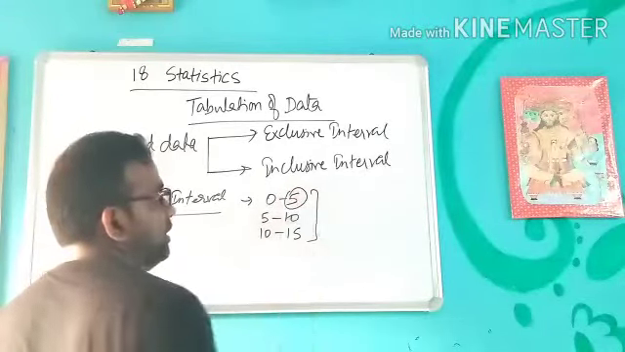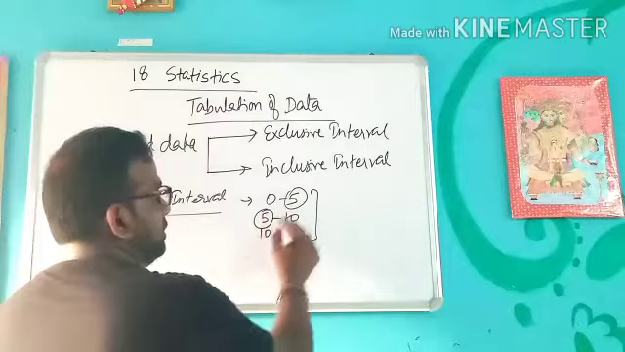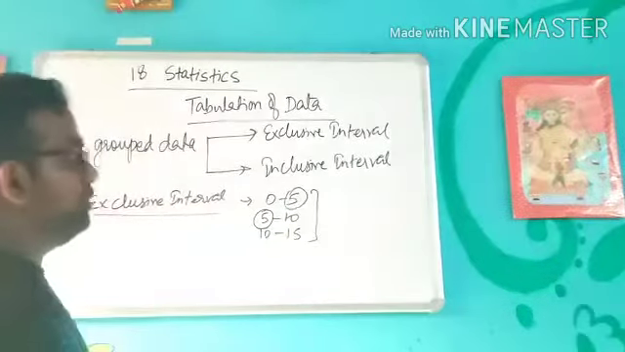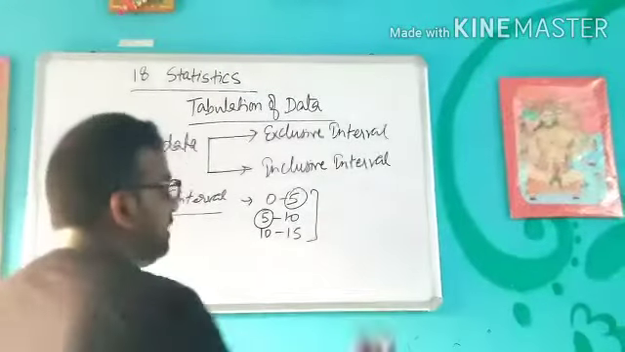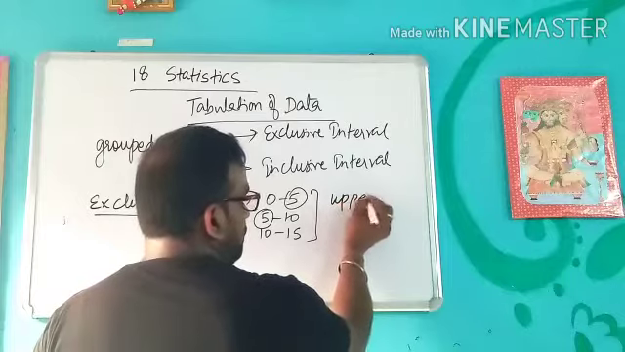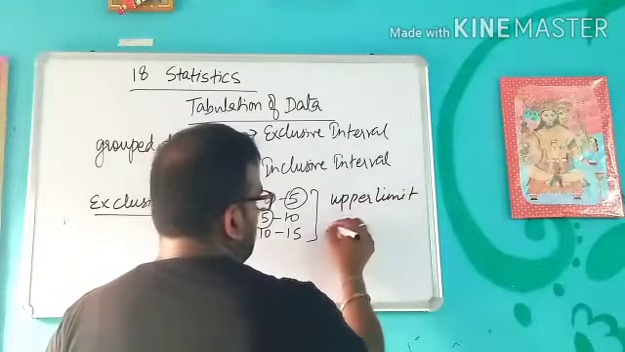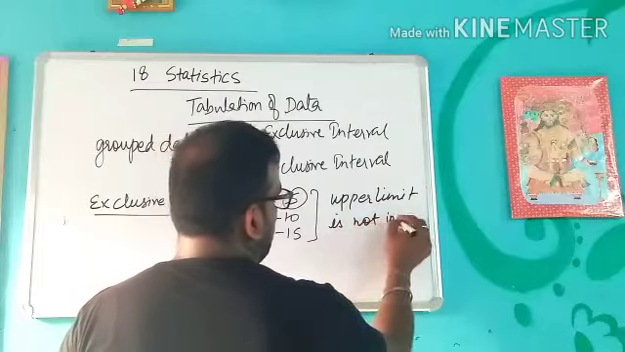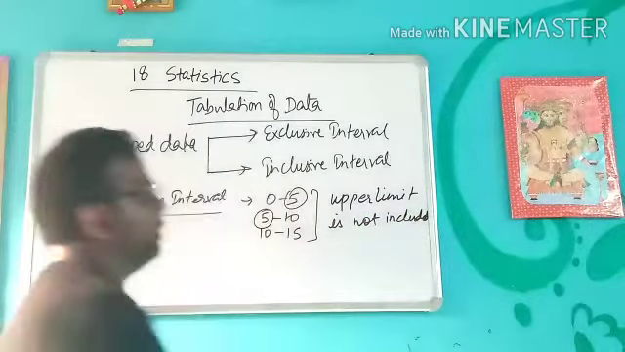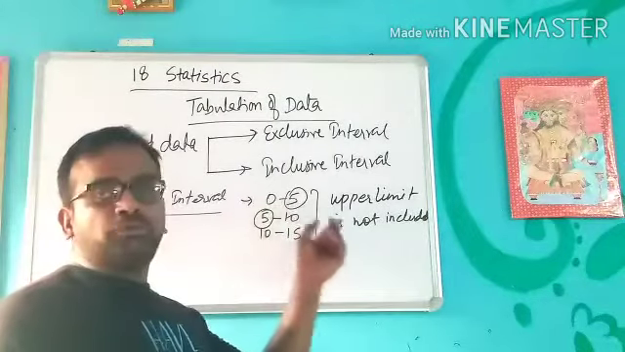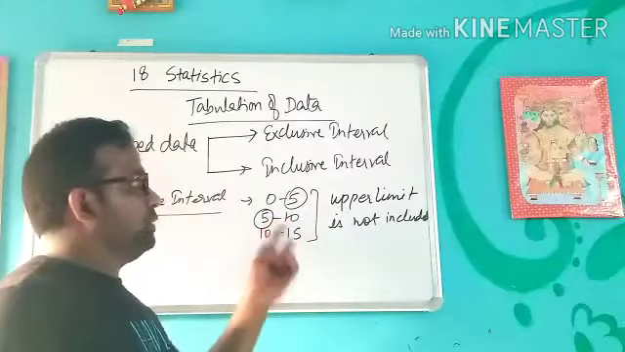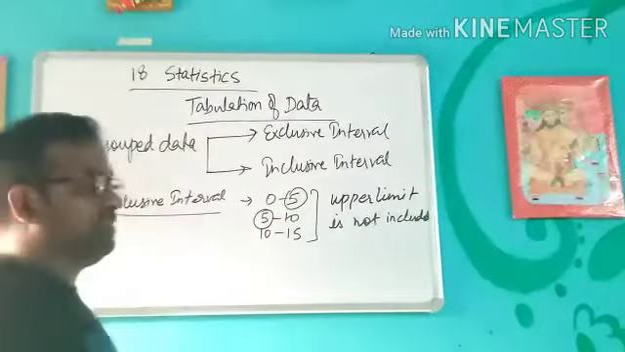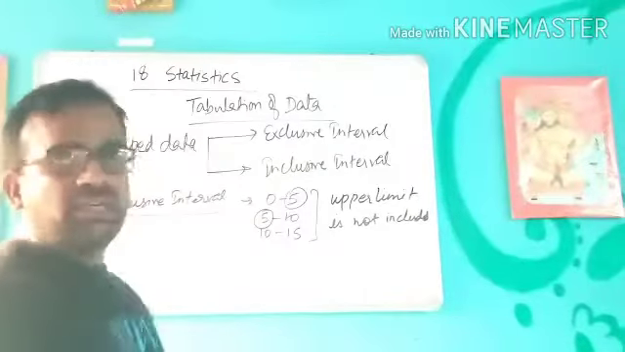If you see very carefully, this is the upper limit and this is the lower limit. When the upper limit and lower limit of consecutive intervals are the same, those intervals are known as exclusive intervals. In this, for calculation of the data, the upper limit is not included. We never count the upper limit. If the data is from 0 to 5, then 5 will not lie in this interval, 5 will lie in the next interval. So when the upper limit and lower limit of consecutive intervals coincide, that is known as an exclusive interval.